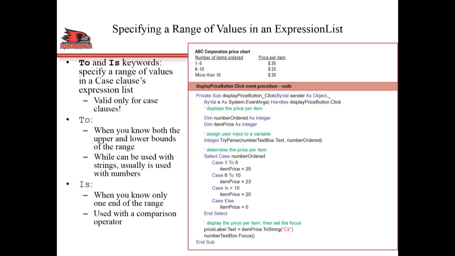So an example here is a price chart. If you order 1 to 5 items, the price per item is 25. If it's 6 to 10, 23. If more than 10, 20. And you can use the select case statement for this, since it has several different options. So after you have defined your variables and converted the text box text to integers, look at this select case statement. It looks at the number ordered variable, and for the first case, it checks if the number inside the number ordered variable is between 1 to 5. If it's 1, 2, 3, 4, or 5, then the item price is 25. If it's 6 to 10, then it's 23.